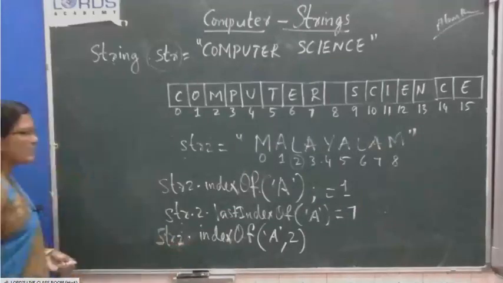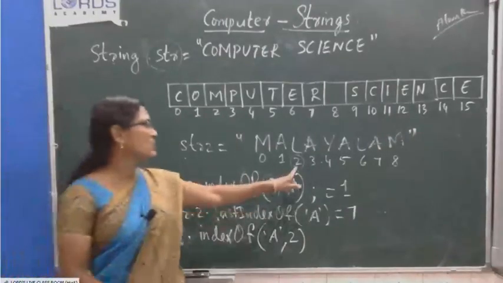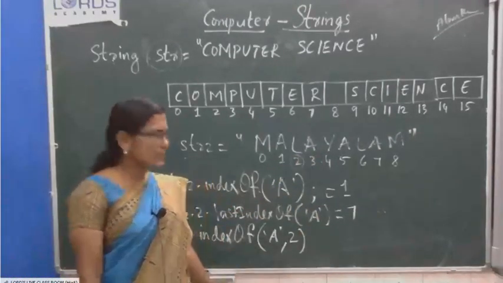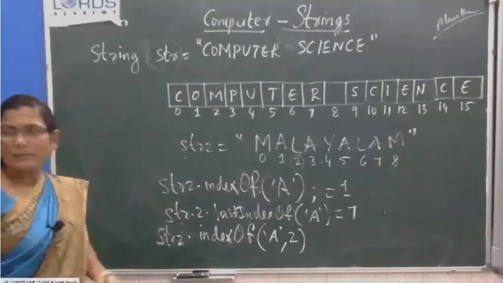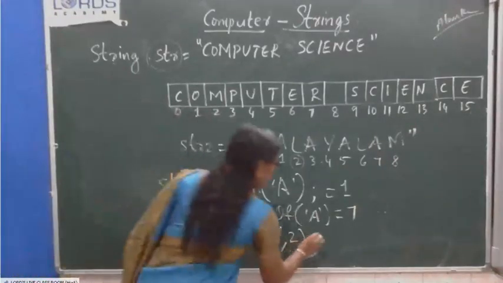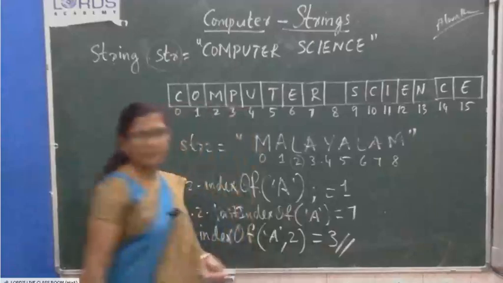str2.indexOf of A from 2. Start searching from 2 onwards. What is the index number? 3, isn't it? 3. Okay.